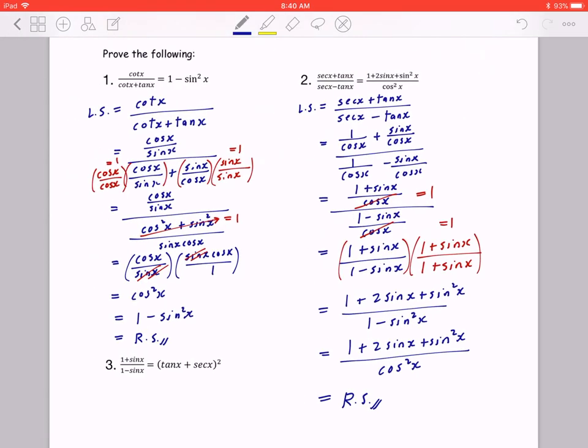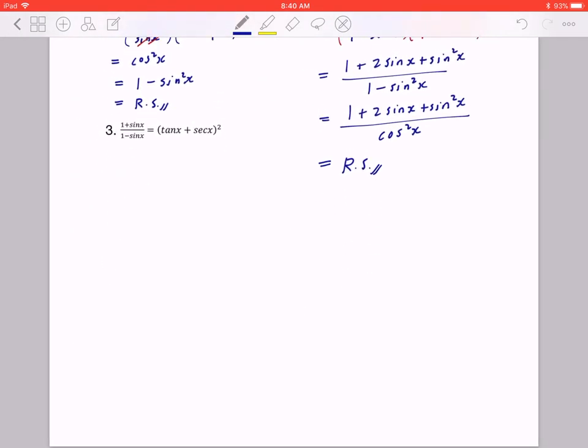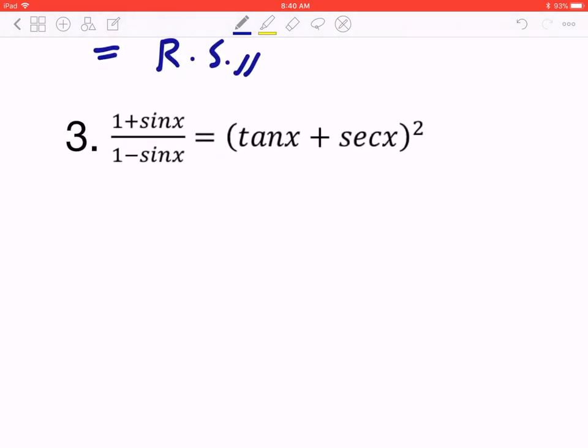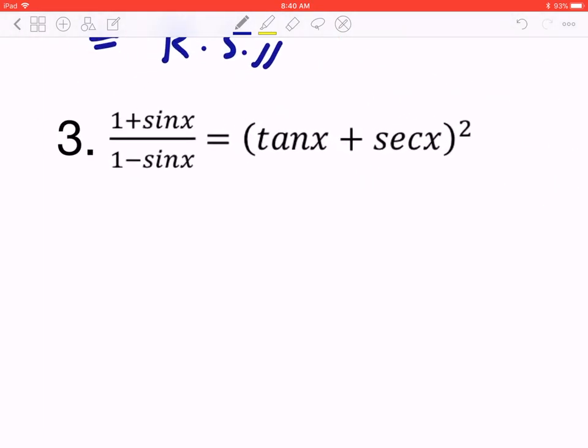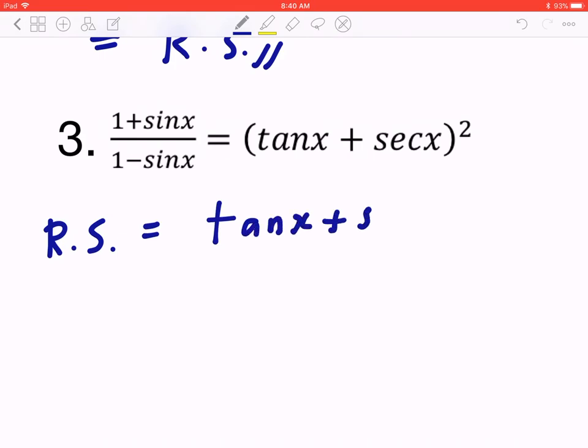One more example. Example number 3. Now again, 1 plus sine x over 1 minus sine x equals tan x plus secant x quantity squared. So, if you want to start with the more difficult side, you can start with the right-hand side. Tan x plus secant x quantity squared.